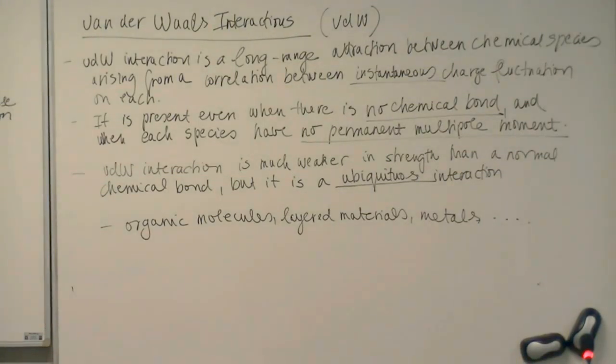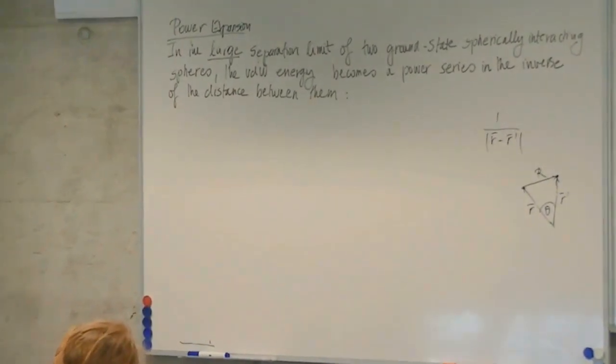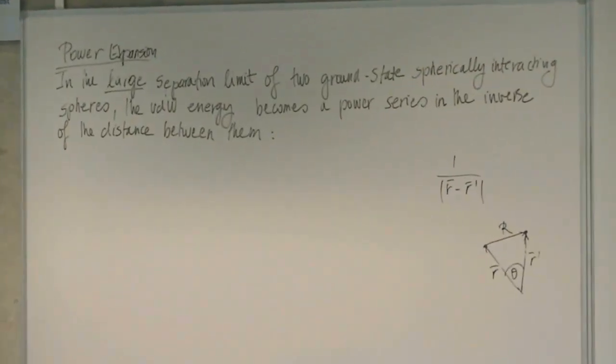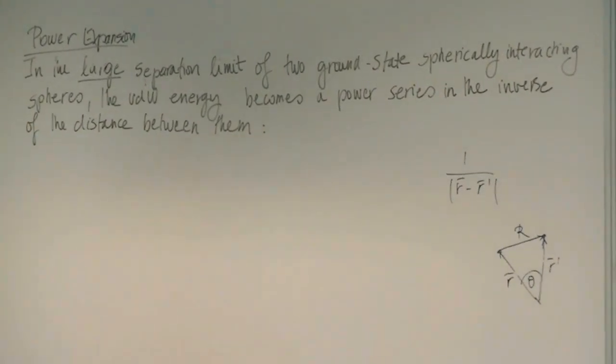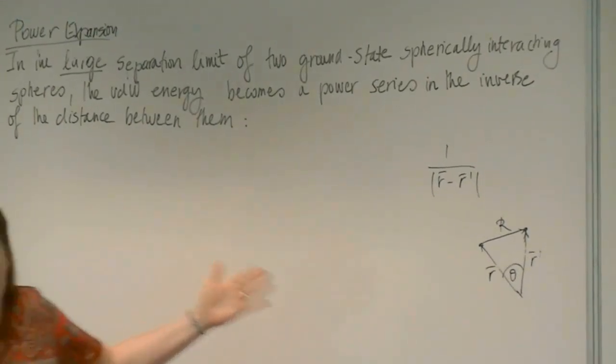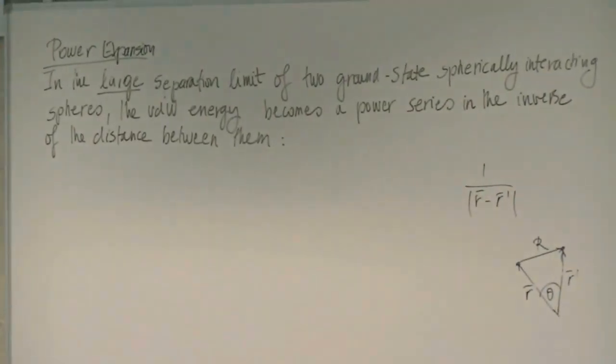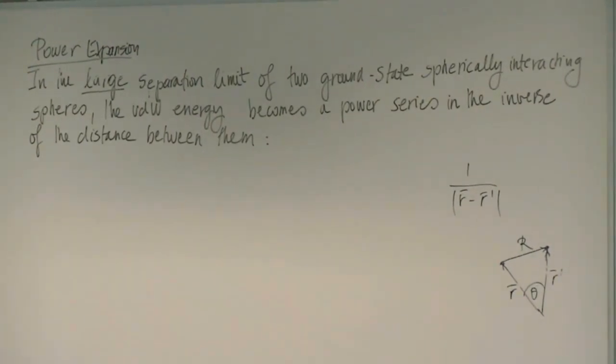Okay, so what are van der Waals interactions, at least in the macromolecular sense? If you have the large separation limit of two ground state spherically symmetric interacting spheres, then the van der Waals energy can be expressed as a power series in the inverse of the distance between these spheres. Now, why spheres? Just for simplicity. Van der Waals interaction can be present between any kind of volumes, but for simplicity, throughout this talk, I will focus on spheres. There is a particular reason for that, because in any derivation I can basically use the dipole moment just for simplicity instead of the multipole moments. And then I can focus on spherical systems.